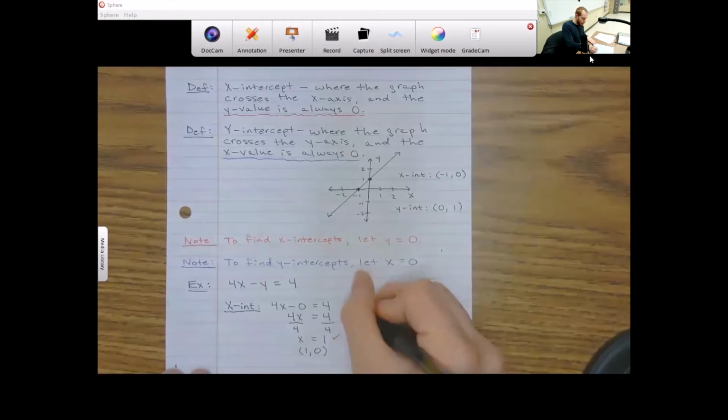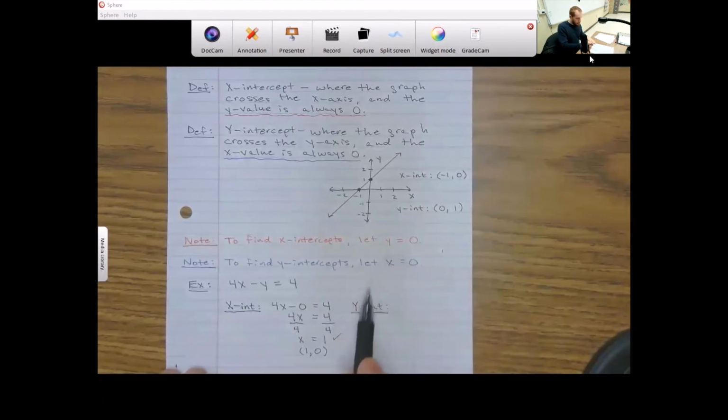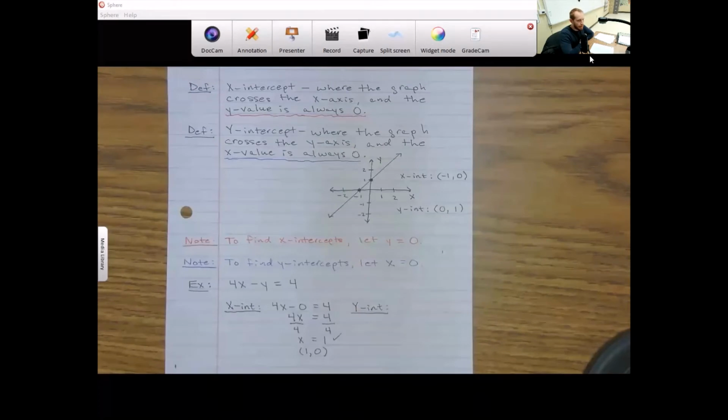So let's do that on this side. How do we find the y-intercept? I just put it in a note up there, right? How do I find the y-intercept? I let x equal 0, okay? So that means everywhere I see an x, I'm going to put in 0 for x. Make sense? Okay, let's do it.